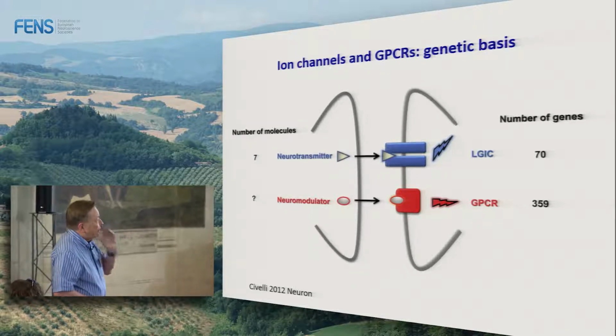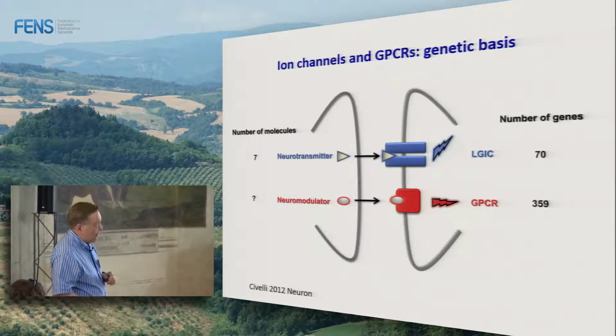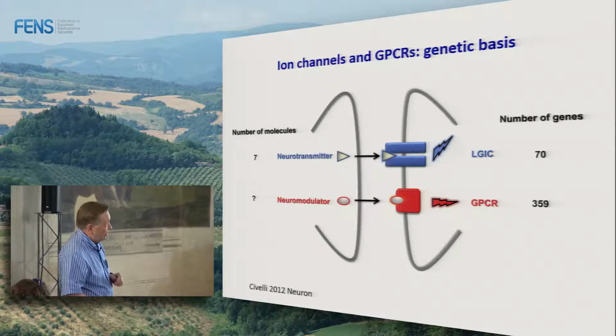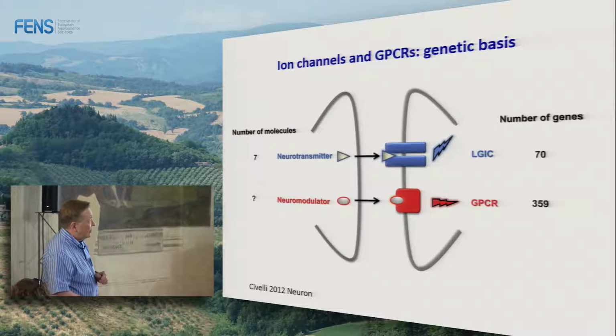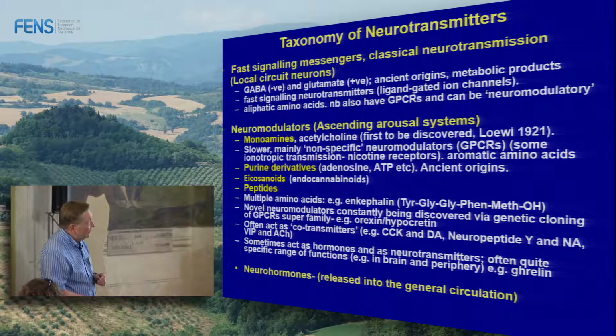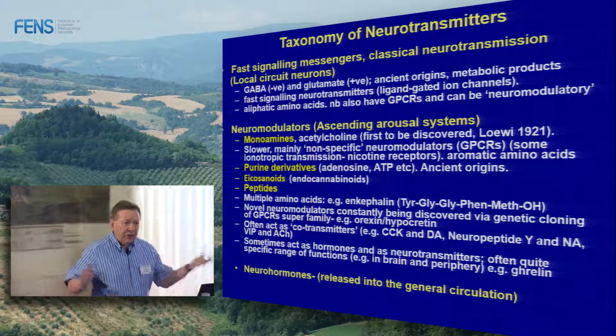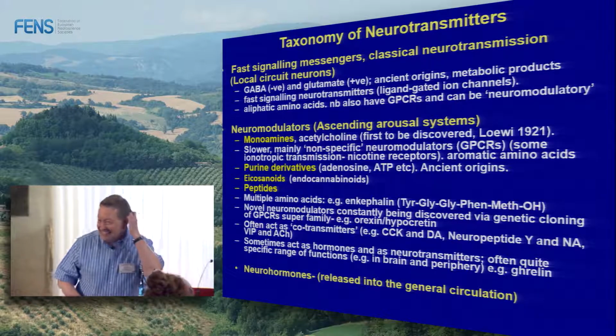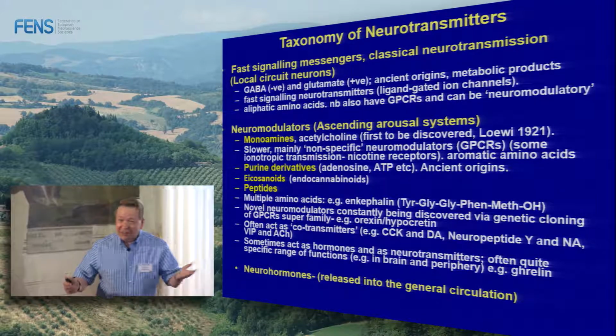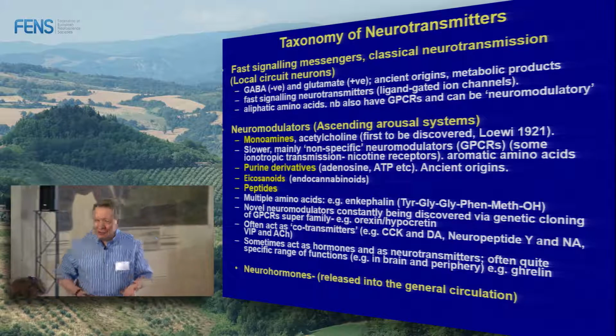Now, I mentioned GPCRs, and there's about 360 genes which code these, I think, in mammals, as opposed to about 70 that code ion channels. So that's the other main means of transmission. And here's a taxonomy of neurotransmitters. Why are there so many? And how did we all get there? These are questions I've been asking myself.